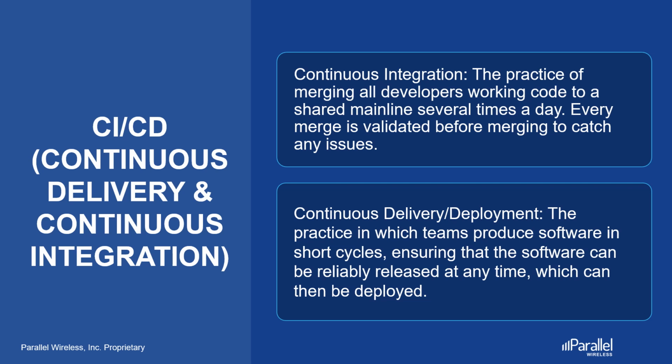Continuous delivery and deployment is basically a practice in which teams produce software in short cycles, ensuring that the software can be reliably released at any time, which can then be deployed as well. Intent is to build, test, and release software rapidly and frequently. This helps to reduce the cost, time, and risk of delivering changes by allowing more incremental updates to applications in production.